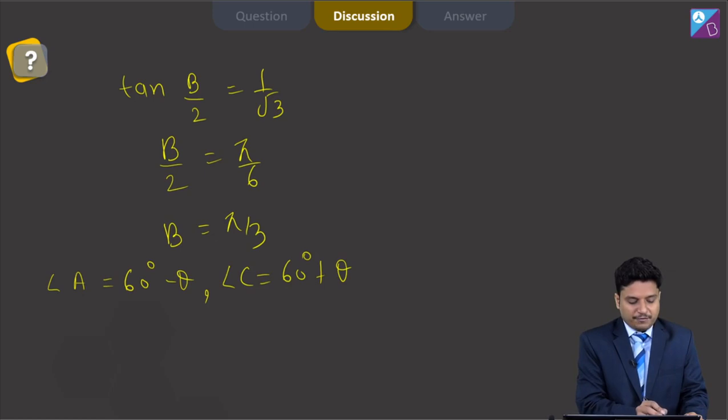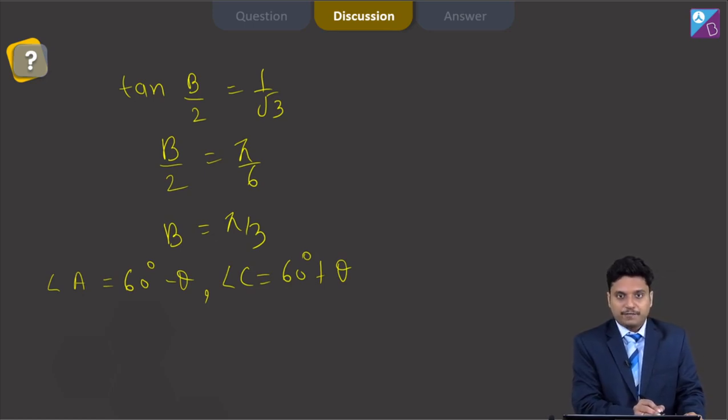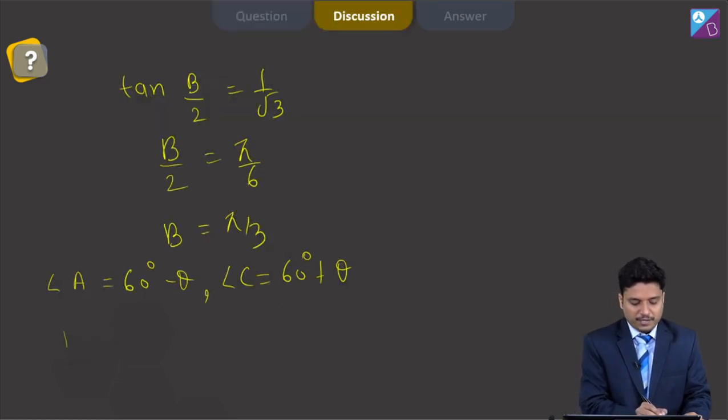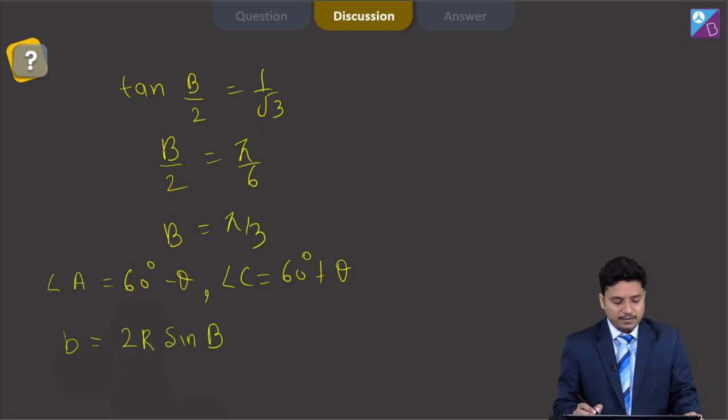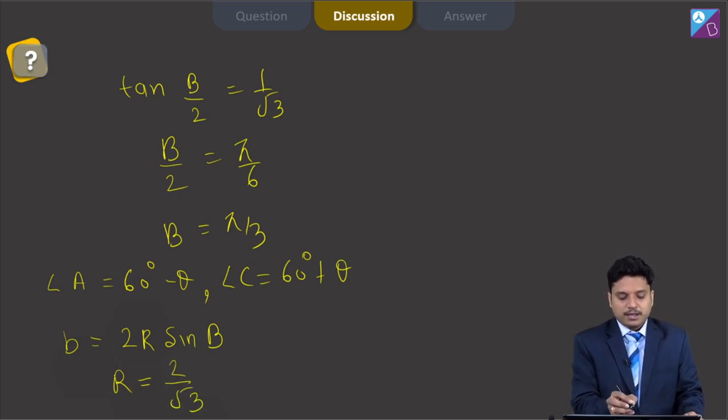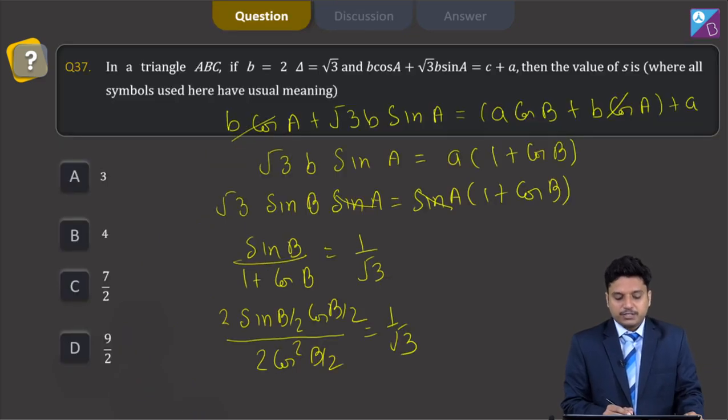So what we are left with, we have still not used the fact that b was equal to 2. In the question it was given that b was equal to 2. So what we can use, b is equal to 2r sin b. Now we are already aware that angle b is equal to pi by 3. So what is r? R is equal to b upon 2 sin b, which is equal to 2 upon root 3. One thing still we have not used, that is delta.